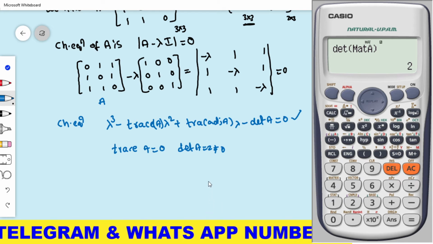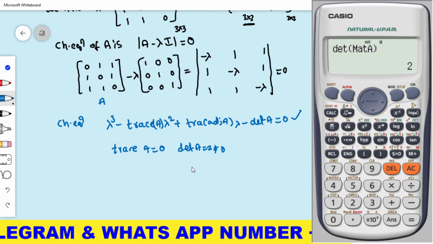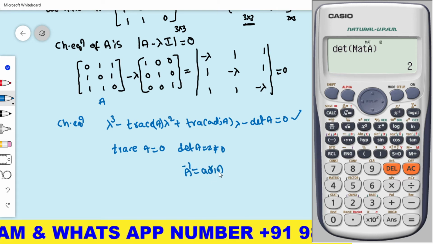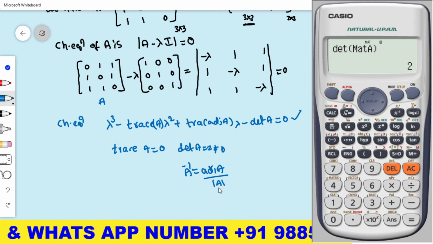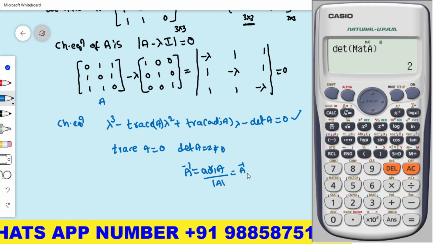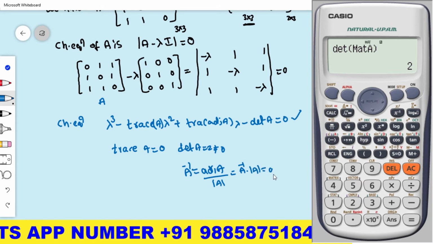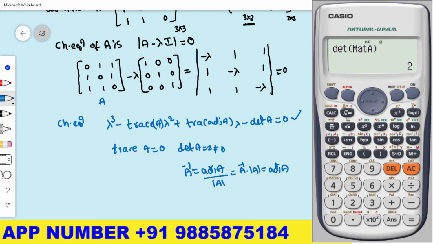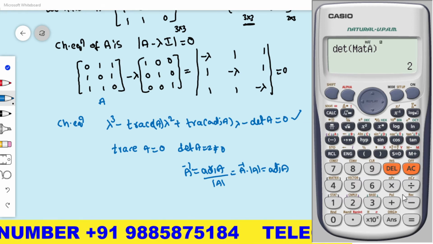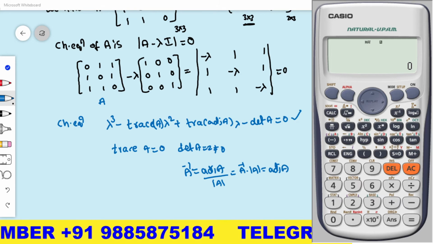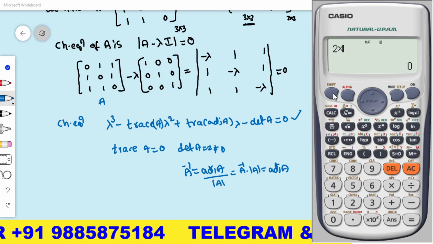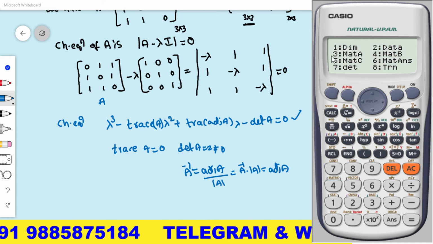When det A is not equal to 0, you will get A inverse, yes or no? Yes. What is the A inverse formula we have? A inverse is equal to adjoint A divided by det A. Already I know det A. So if you multiply Mat A inverse by det A, then what do you get, friends? Adjoint A. Now I require adjoint A. Press AC first. The determinant I got is 2. So press 2 into Mat A inverse, which I want. Shift 4, Mat A is number 3.